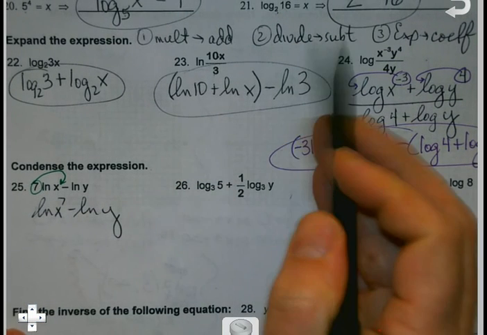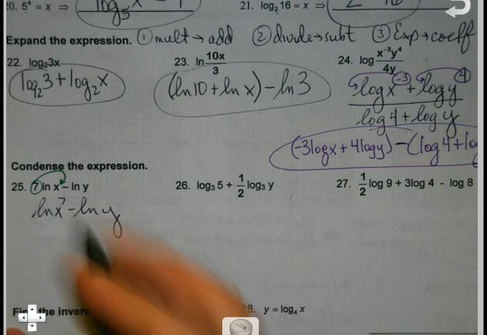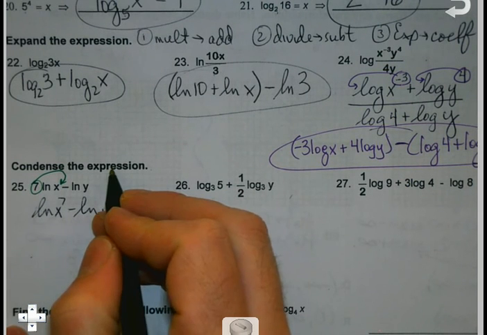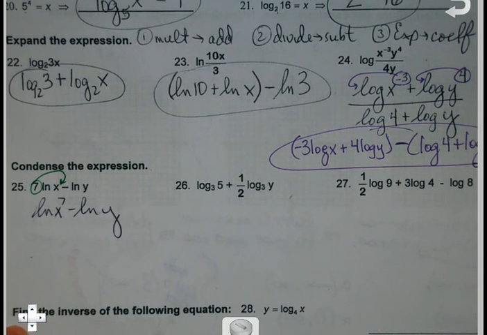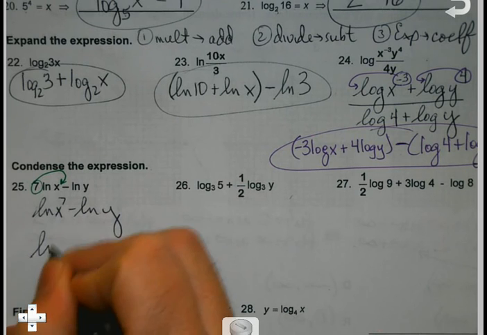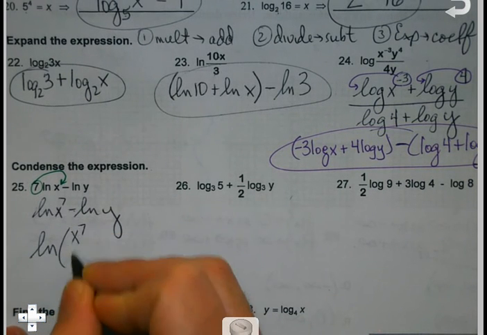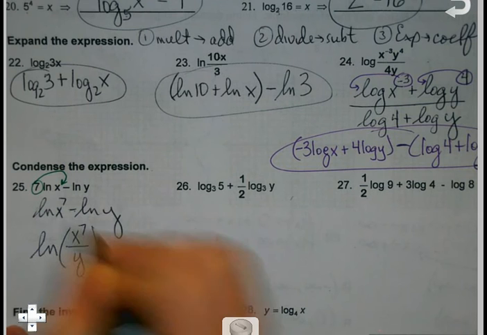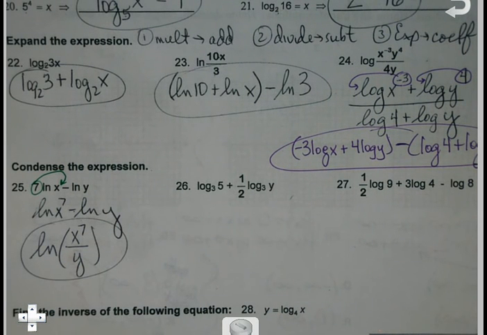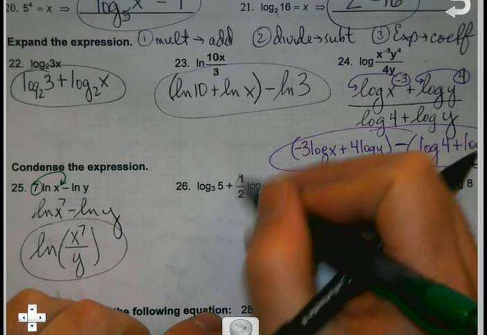Then subtraction becomes division. Because again, condense the expression, sometimes it's even said into a single logarithm. So I want one log at the end. And I'm going to have x to the 7th. The minus becomes divide. Okay, one term. Not ln x to the 7th over ln y, just one term, one logarithm. And I do the same thing as I work through all of these.